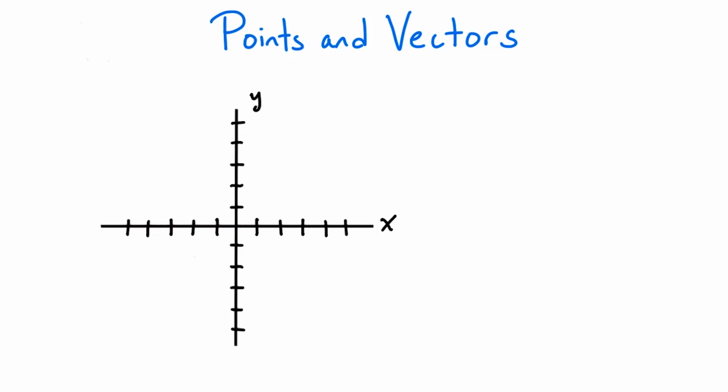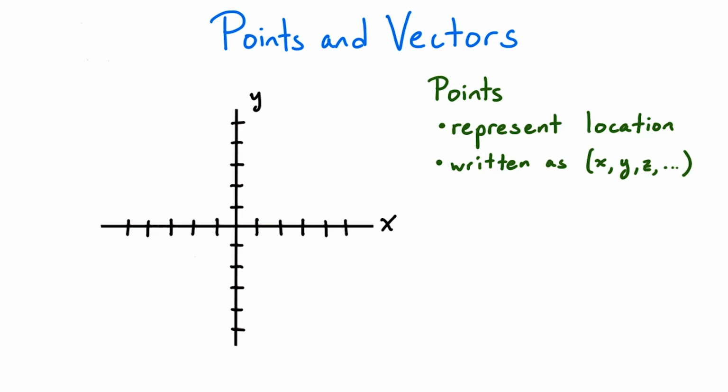Two fundamental objects in geometry are points and vectors. Essentially, a point is a location in space. We represent a point visually as a dot, and given a coordinate system, we can represent a point by its coordinates in that system. For example, in two-dimensional space, the standard coordinate system is the Cartesian coordinate system.